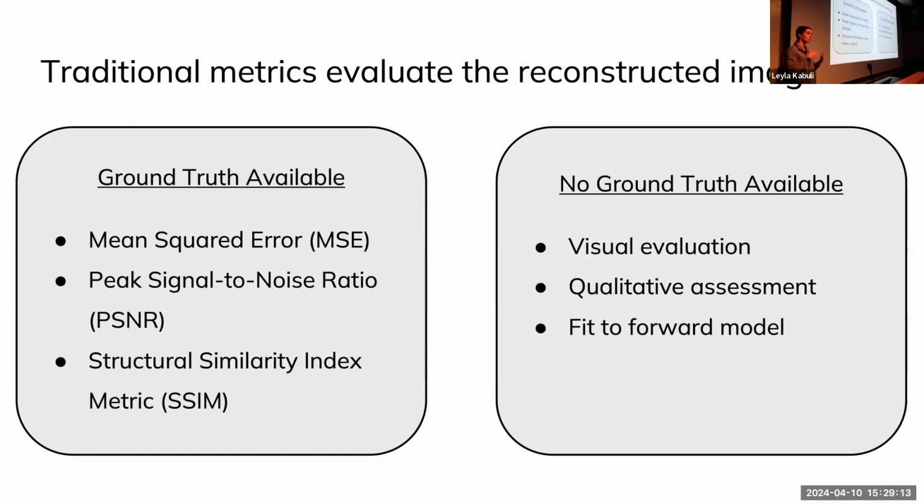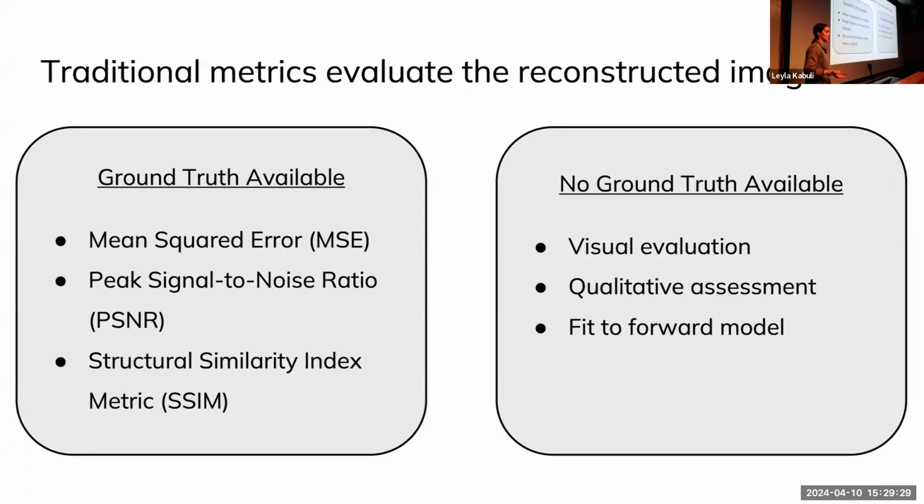They don't always agree with what your eye perceives as being an accurate reconstruction. And PSNR tries to mitigate that a bit. It's more perceptually motivated. But again, I need this pixel-aligned ground truth to work with. What are my other options when I don't have ground truth?